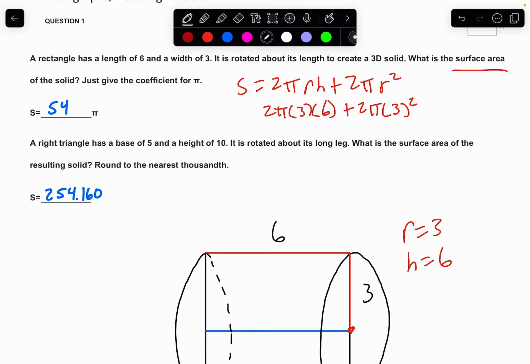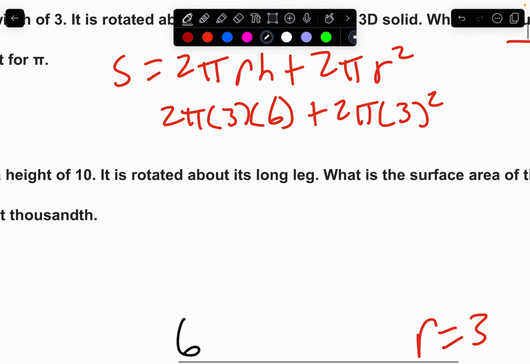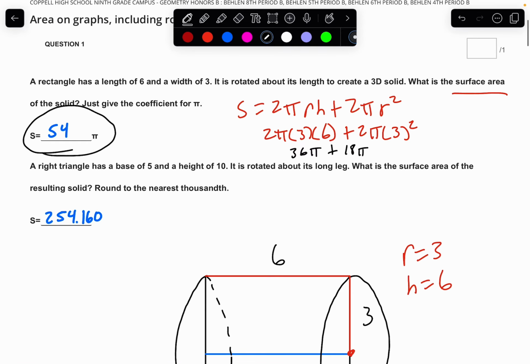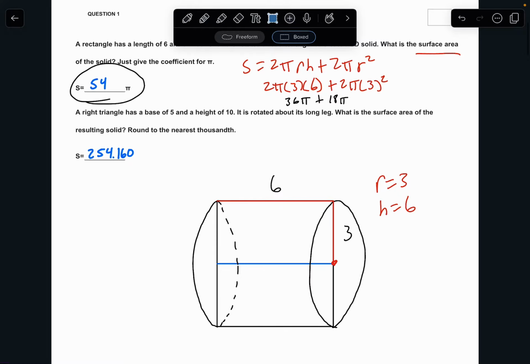And so we would have, let's try doing this without a calculator as much as possible, 18 times 2, 36 pi. 9 times 2 is 18. Those are like terms. 36 plus 18 would be 54 pi. Nailed it. So that's the first one here.